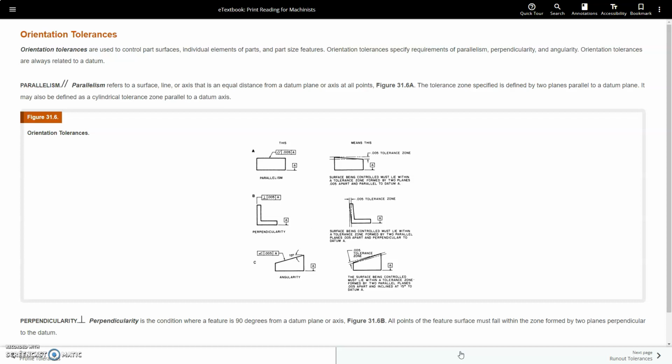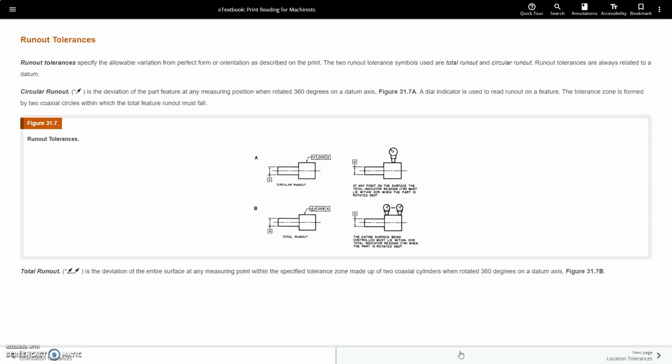Figure 31.6a: the tolerance zone specified is defined by two planes parallel to the datum plane. It may also be defined as a cylindrical tolerance zone parallel to the datum's axis. Then you've got perpendicularity, which is the condition where the feature is 90 degrees from the datum plane or axis. Figure 31.6b: all points of a feature surface must fall within the zone formed by two planes perpendicular to the datum.